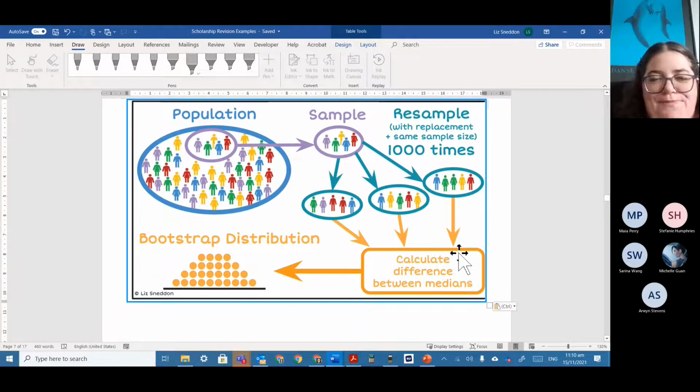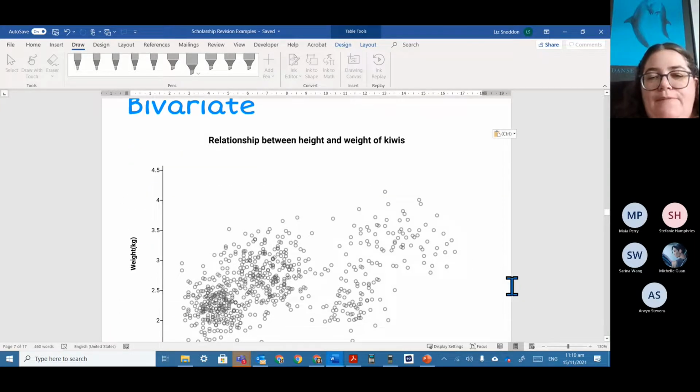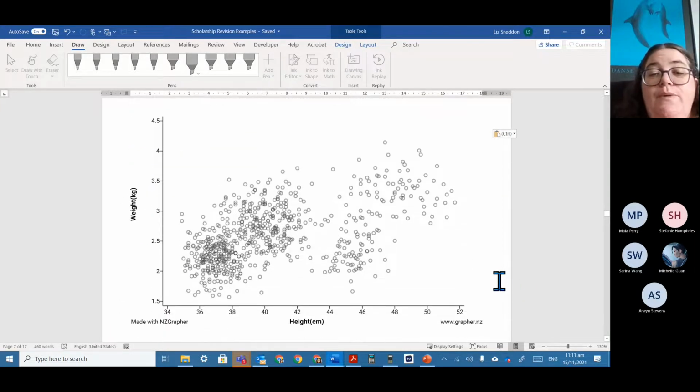All right. So that's our inference. Let's have a look at bivariate. So this is when we're looking for a relationship. So here what I've got is kiwi birds again, and I'm looking at the heights and weights, and this is all of my kiwi birds.